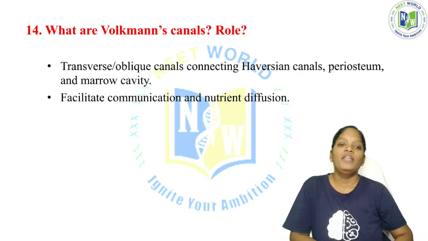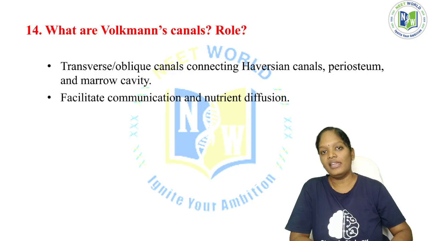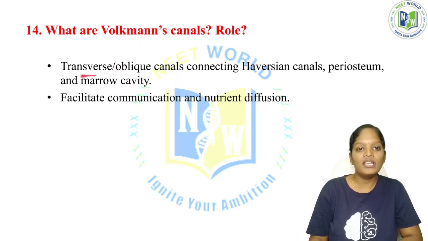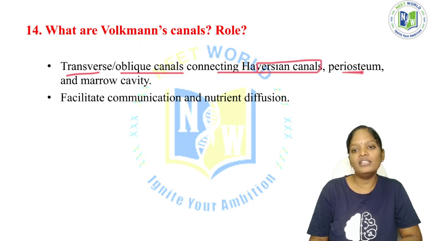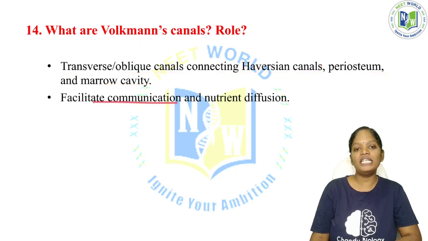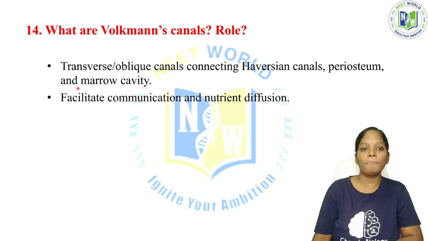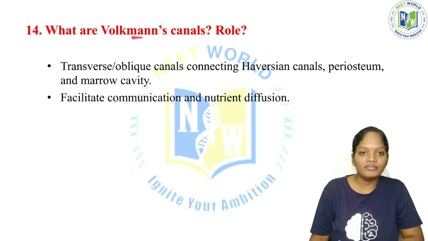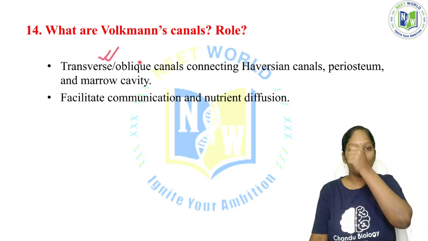Now, the next question is Volkmann's canal and what is its role? Volkmann's canal means transverse. It is transverse or oblique canals connecting the Haversian canals, periosteum and bone marrow cavity. This is the one facilitating communication and nutrient diffusion. Volkmann's canals are related to the bone. They are transverse and oblique canals.